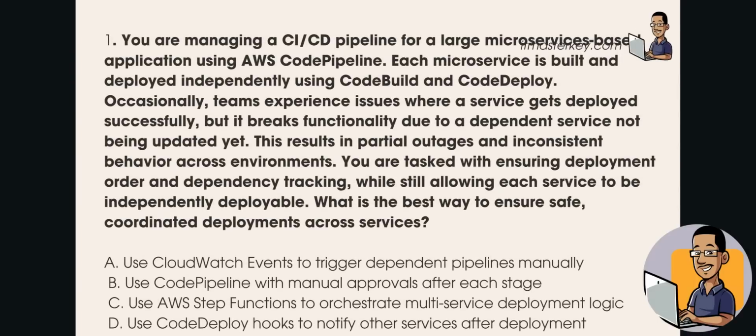You are managing a CI/CD pipeline for a large microservice-based application using AWS CodePipeline. Each microservice is built and deployed independently using CodeBuild and CodeDeploy. Occasionally, teams experience issues where a service gets deployed successfully, but it breaks functionality due to a dependent service not being updated yet. This results in partial outages and inconsistent behavior across environments. You are tasked with ensuring deployment order and dependency tracking, while still allowing each service to be independently deployable. What is the best way to ensure safe, coordinated deployments across services?